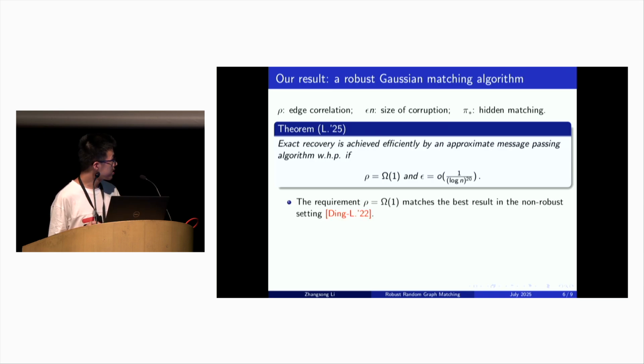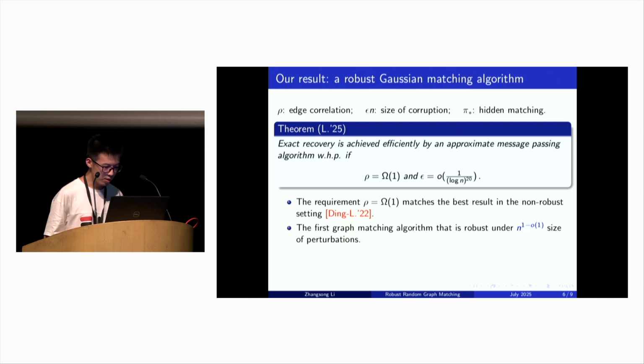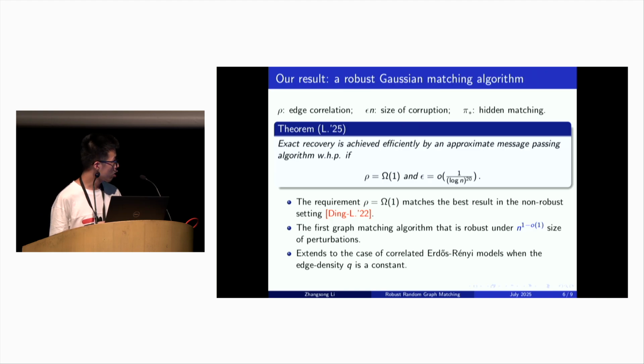Okay. So in our result, the requirement on the correlation matches the best known result even in the non-robust setting. And in addition, to the best of my knowledge, this result is the first graph matching algorithm that is robust under an arbitrary n to the 1 minus little o(1) size of perturbations. And finally, using some universality arguments, we can extend our result to the case of correlated Erdős-Rényi models, but due to some technical issues, we can only solve the case when the edge density q is a constant.